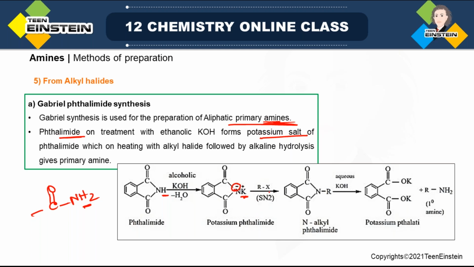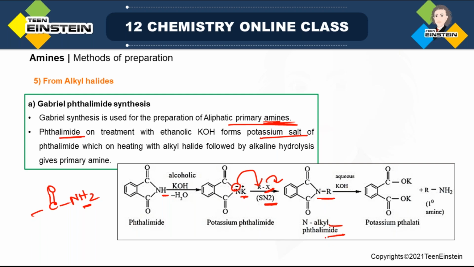nucleophile. Next, if you are using some alkyl halide, this nucleophile attacks from the opposite side, following the SN2 mechanism, and X is removed as the leaving group. So now in place of K, there will be an N-R bond. So this is N-alkyl phthalimide, depending on what type of alkyl group you have taken.